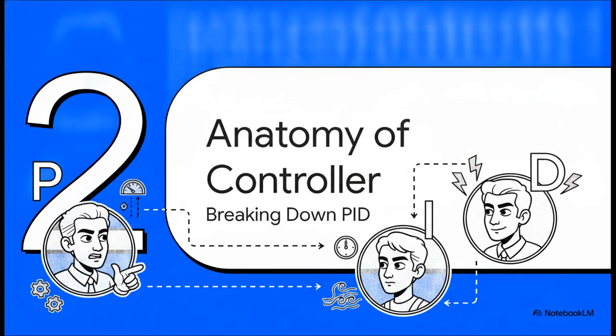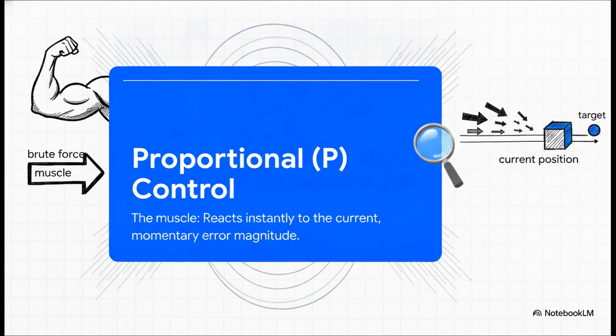To master those metrics, let's interview our three candidates for the job, starting with P. Think of proportional control as the brute force muscle of the whole operation. It reacts instantly to the current error. If you're really far away from your target, it pushes hard. If you're close, it pushes gently. It's giving you a response that is directly proportional to your current distance from the goal.